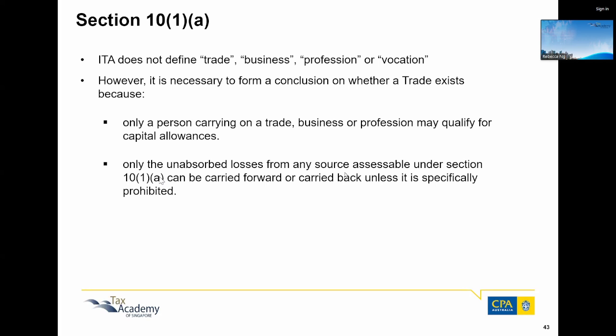Under section 10(1)(a), only persons carrying on a trade, business, profession, or vocation can claim capital allowances or losses. Since trade and business are not defined in the Act, we will use badges of trade to determine whether a trade exists.